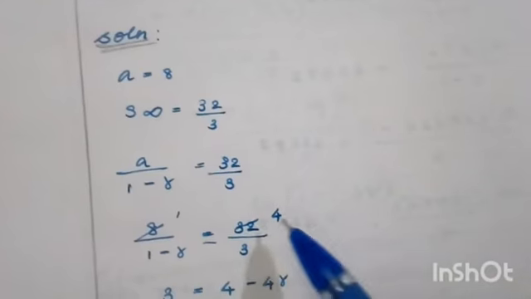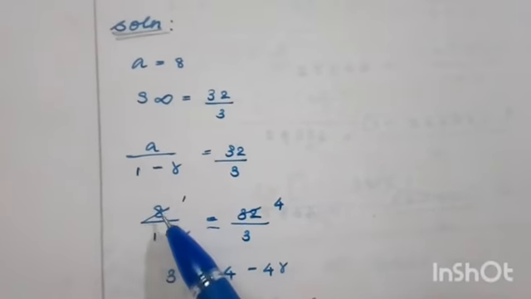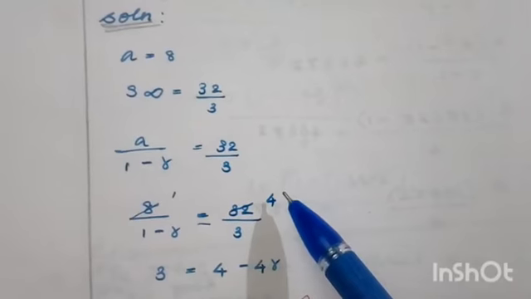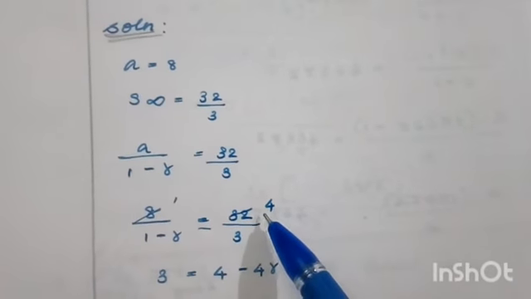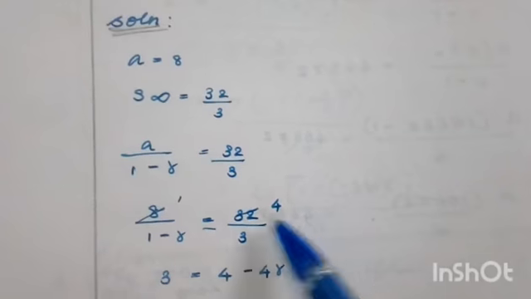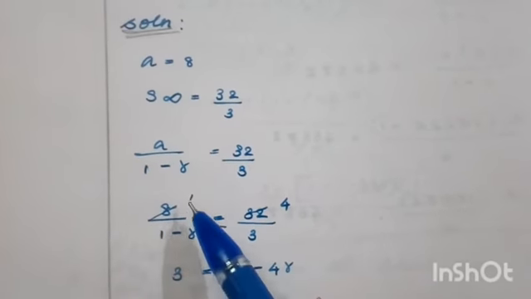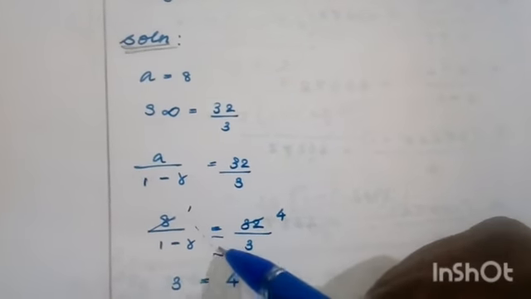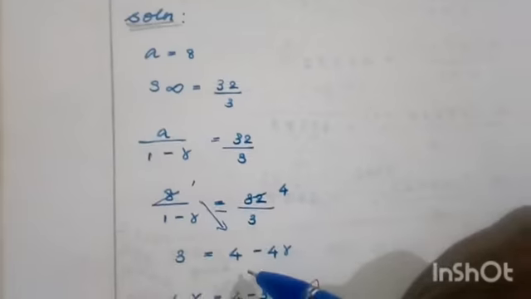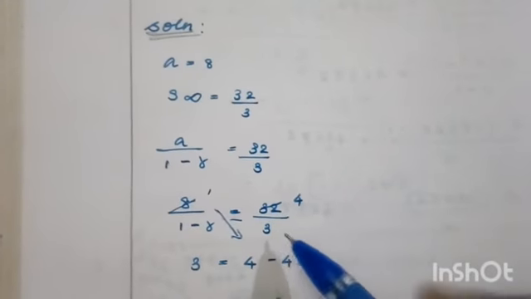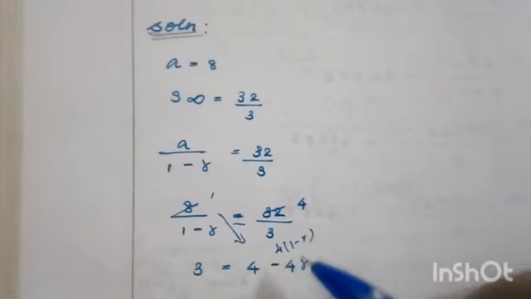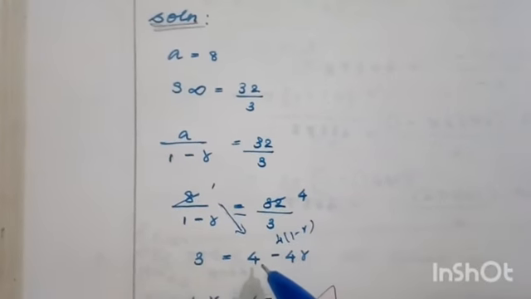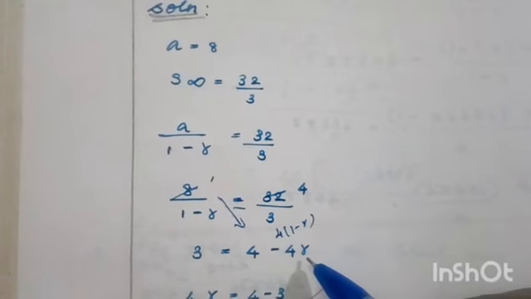So a is 8, 8 by 1 minus r is equal to 32 by 3. Now you have to cancel: 1 8 is 8, 4 8s are 32. Direct cancelling. So here we have 1 by 1 minus r equal to 4 by 3. You have to take cross multiplication. So that is 1 into 3, 3 is equal to 4 into 1 minus r, so 4 minus 4r.